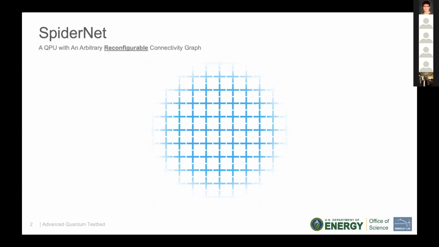Here at the Advanced Quantum Testbed, we provide a solution: shortcuts between all the superconducting qubits, by embedding a reconfigurable connectivity graph into the quantum processor itself. This greatly minimizes the cost associated with entangling a large group of qubits simultaneously. We call such an architecture the SpiderNet architecture.